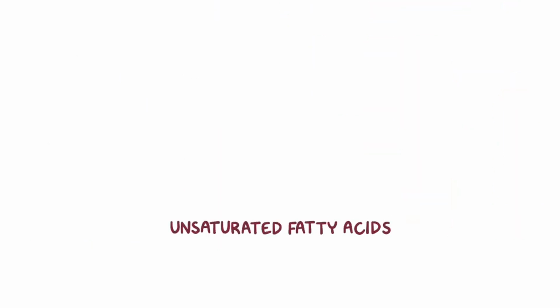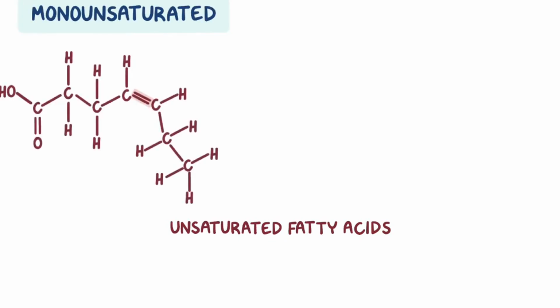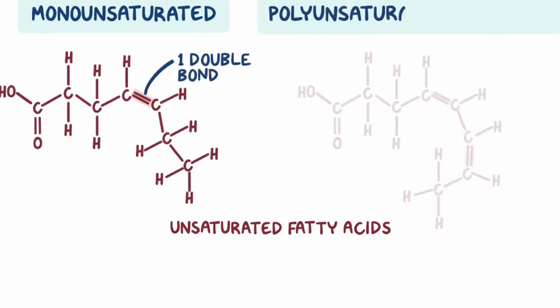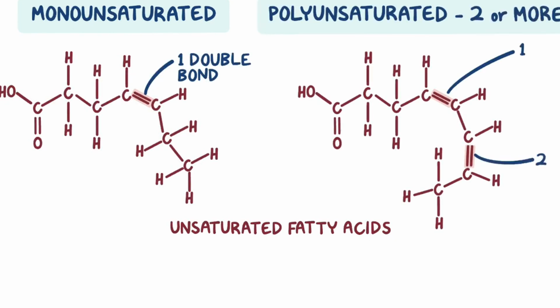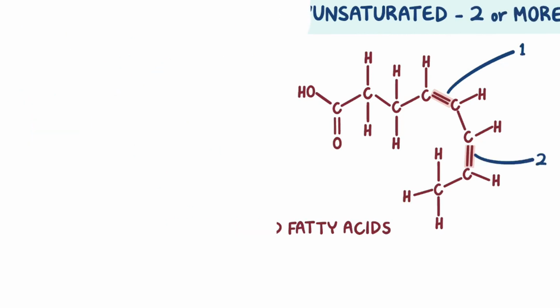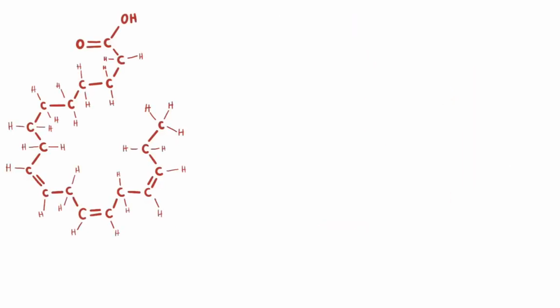Unsaturated fatty acids can be further classified, according to the number of their double bonds. Monounsaturated fatty acids are unsaturated fatty acids with just one double bond. Polyunsaturated fatty acids have 2 or more double bonds. Also, they can be classified according to their location as well. Since all these hydrogens can get kind of crazy looking, we'll just take them away for now.